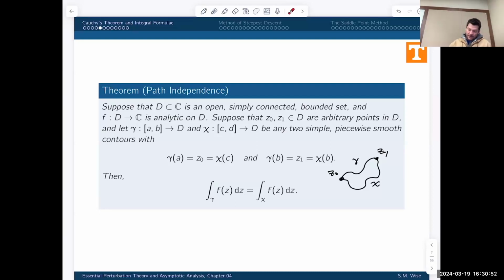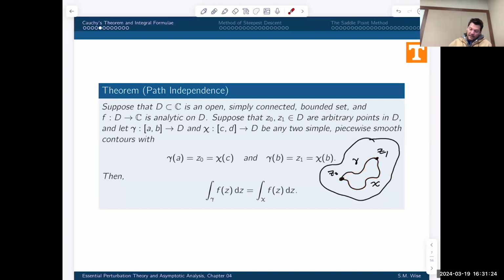Now, as long as they're both contained inside of D, where we're assuming that f is an analytic function, it doesn't matter which contour we use to get from Z0 to Z1, the result of the integration is going to be the same. And again, the reason is because I know by Cauchy's theorem that if I traverse this contour, chi, in this direction, and then I traverse gamma in the reverse direction, I get a simple closed contour.